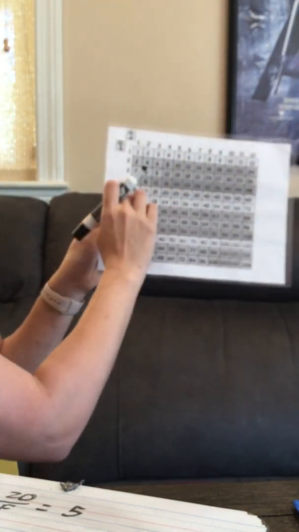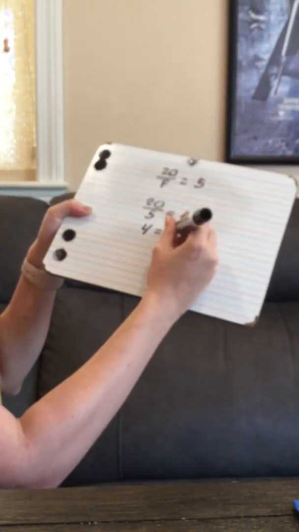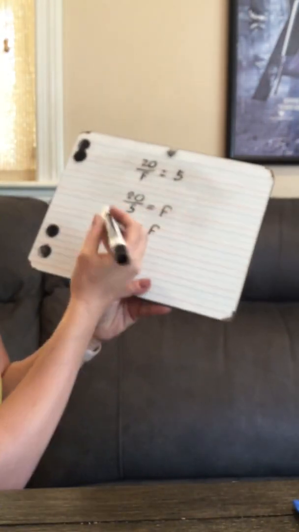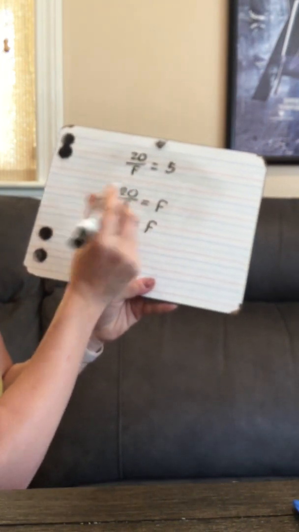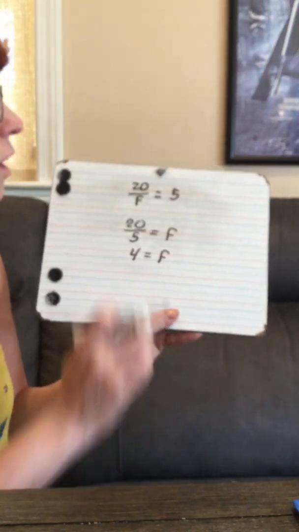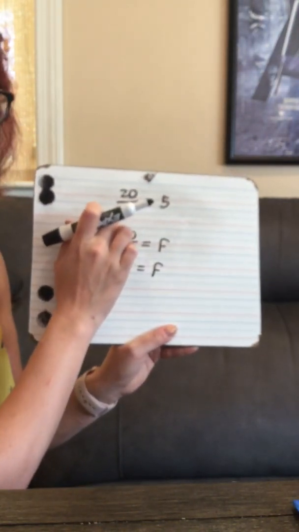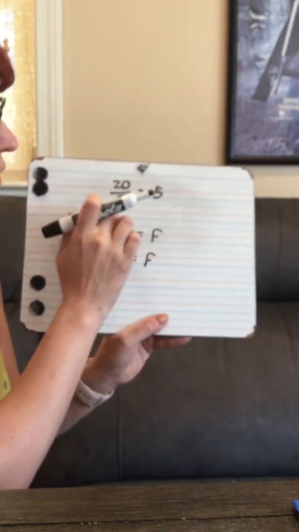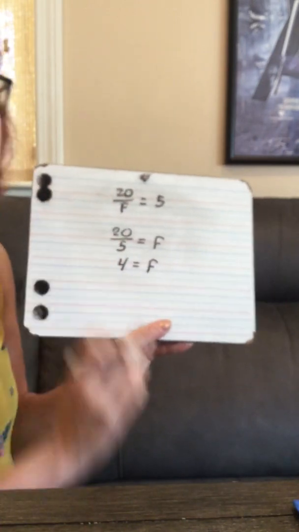5 goes into 20 4 times. So 4 equals f. And you can check your work by going, does 4 go into 20 5 times? Yes, it does. So you have to remember, if the f is on the bottom, you're just replacing those numbers. But if the f is on the top, you're multiplying. So there's two things to think about. But for the most part, you're going to usually have the f on the top.